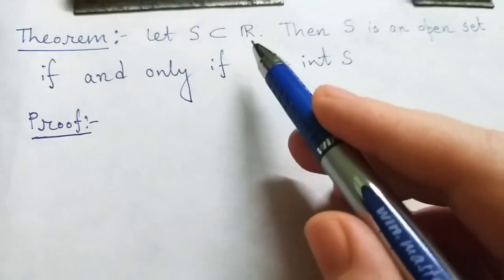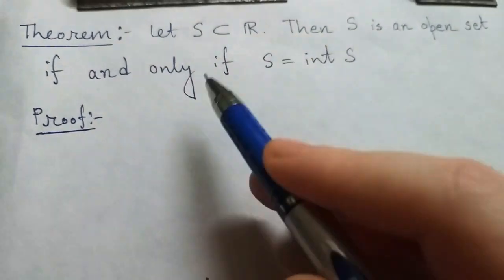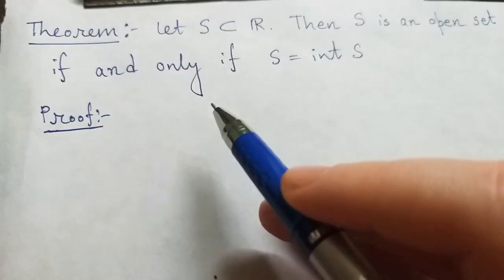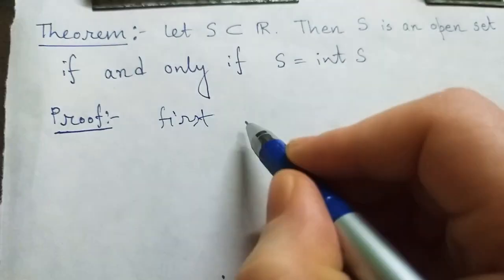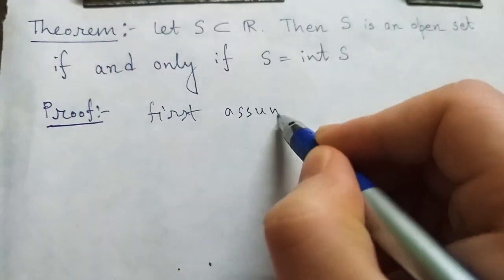आज हम डिस्कस करेंगे इस थ्योरम के बारे में. Let S be a subset of R, then S is an open set if and only if S equals to int S. So first, assuming that S is an open set.